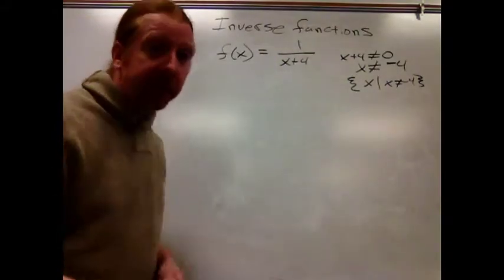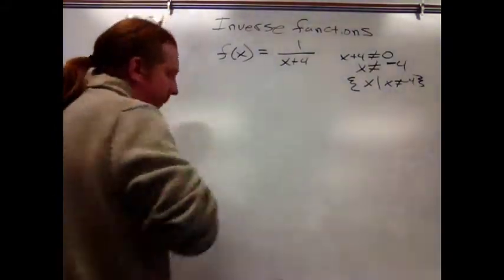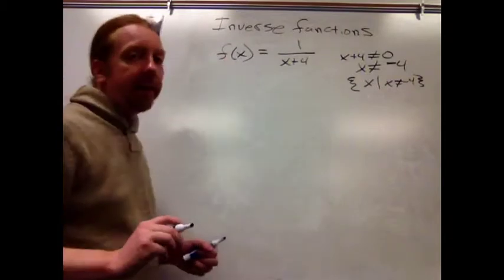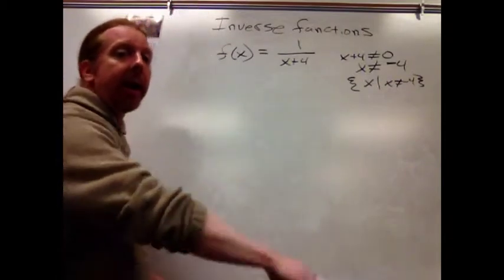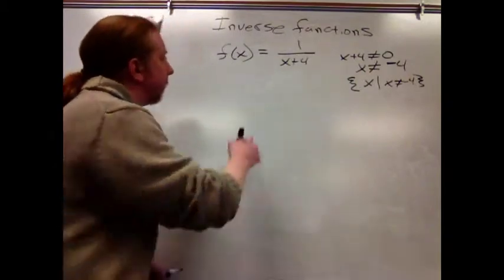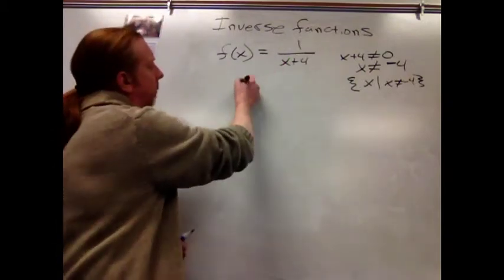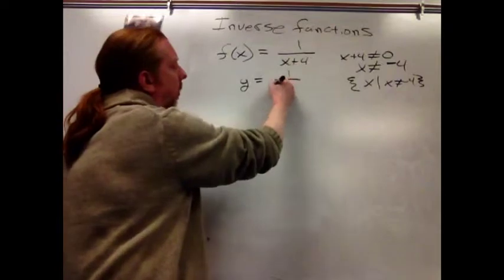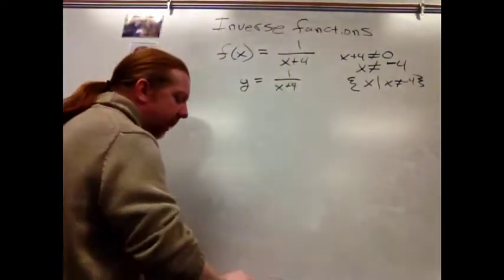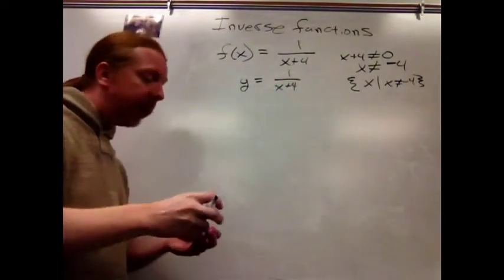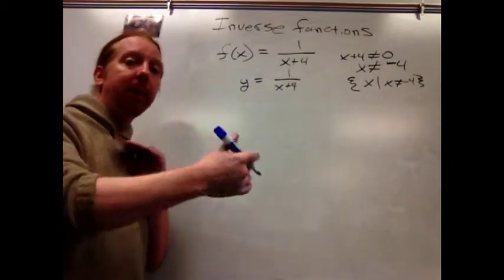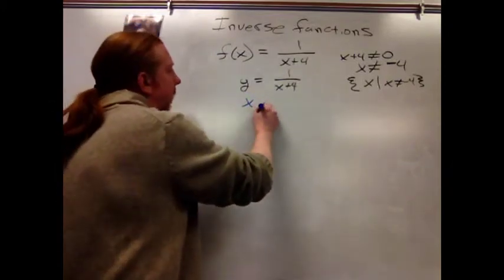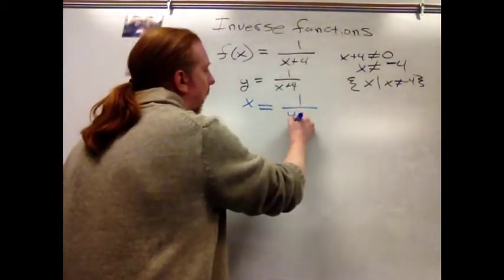If you remember the process of inverse, first step is to replace f of x with y. Because when I graph, I always put the output on the y-axis, the input on the x-axis. So I'm going to go ahead and rewrite this as y is equal to 1 over x plus 4. Now I'm going to switch the x and the y around in order to create that idea of flipping the process. So x is now equal to 1 over y plus 4.